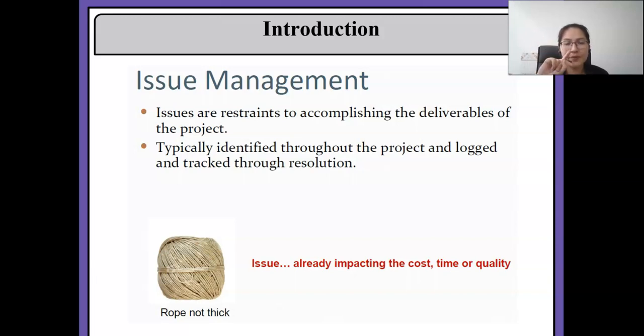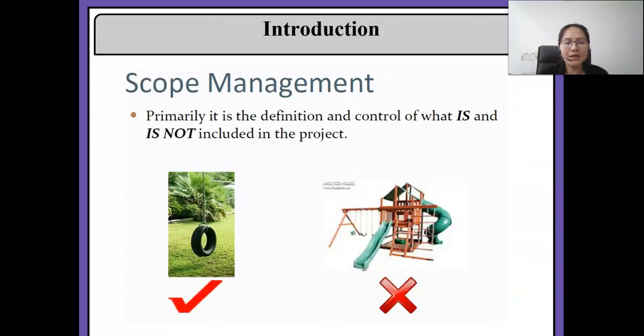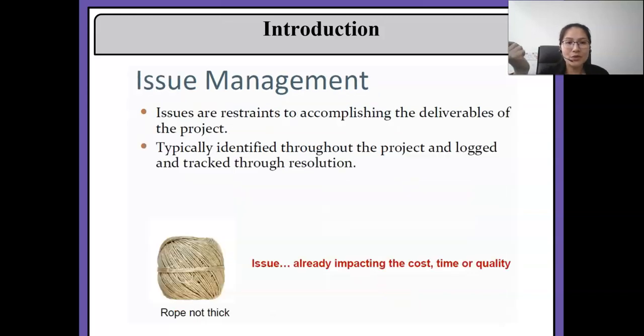What is your scope? What is a major issue in management? Continue with the story just now. This is a swing. So if the issue of the swing is that the rope is not strong enough, it cannot handle the swing. So that is your current issue. So you must understand what is the current issue in your process, in your project, so that you can solve it effectively.